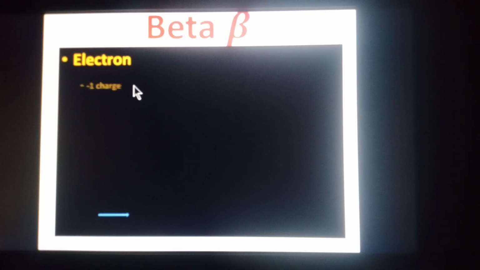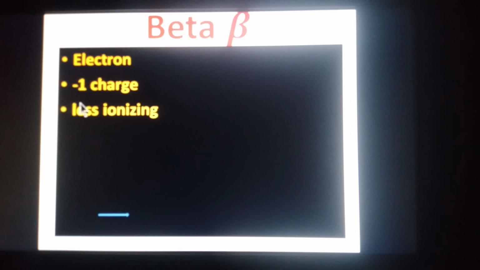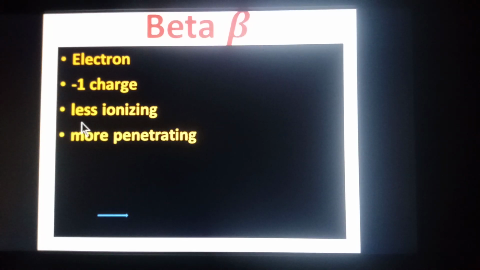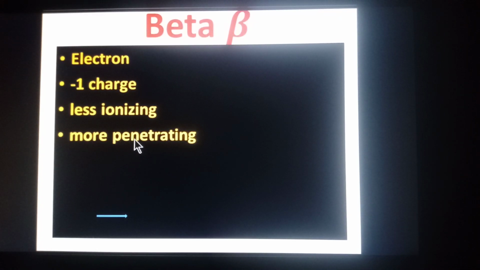Next is the beta particle. Students, beta particles are actually electrons with negative charge equal to that of an electron, and their mass is also equal to that of an electron. So due to their smaller charge, they are less ionizing. They produce less ionization as compared to alpha particles. However, due to their smaller charge, they are more penetrating. They can pass through the sheet of paper. However, they are stopped by using aluminum foil. So they can pass through the paper. They are more penetrating than alpha particles.